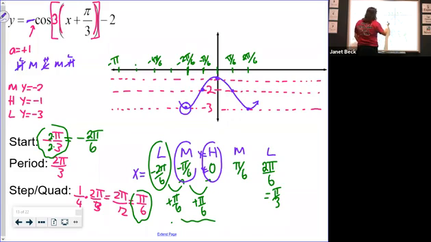So from a low, it's going to go to a middle, to a high, to a middle, to a low. That's what your wave should look like.